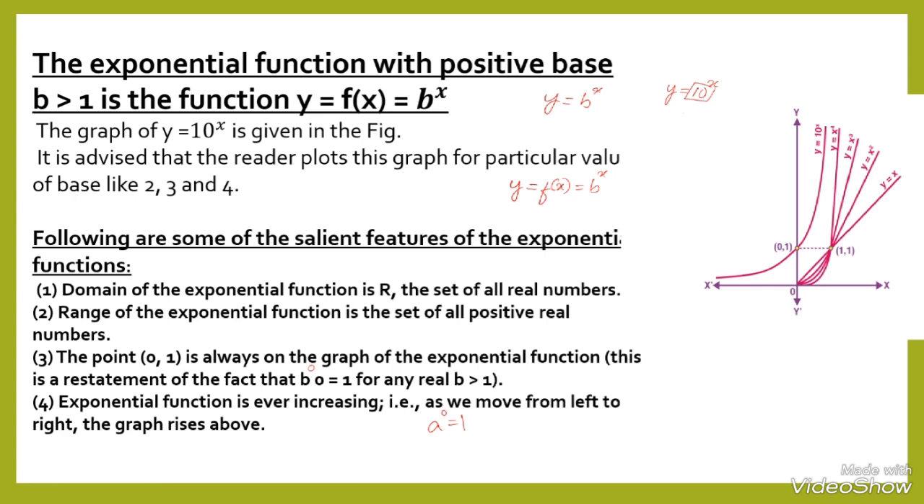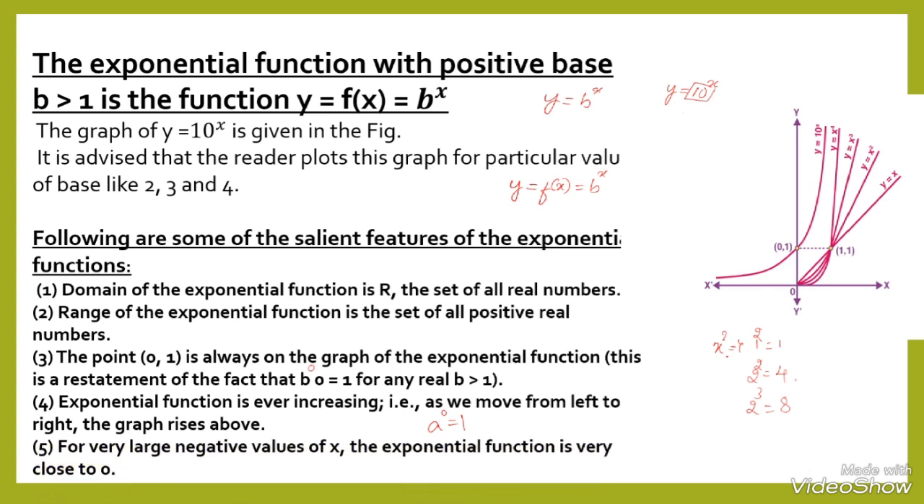Here we can consider one example, that is x square. Now I am taking the value 1 square. 1 square is equal to 1 only. Now I can consider 2 square. 2 square is 4. Now 2 cube is 8. Therefore, we can say the exponential function is ever increasing. It is always increasing as we move from left to right.